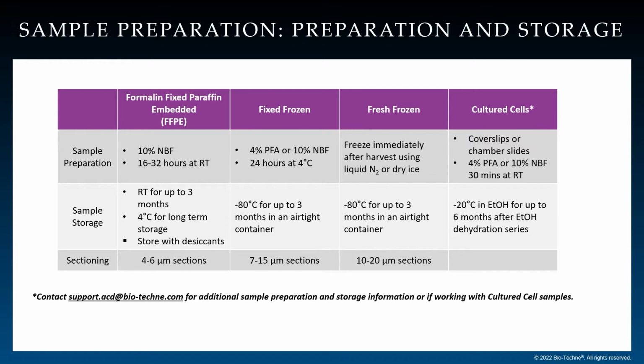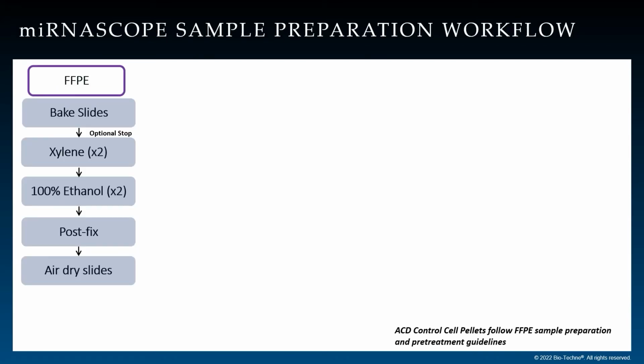Cells can also be cultured using either cover slips or chamber slides and fixed for 30 minutes at room temperature. Cultured cells can be stored in 100% ethanol at -20 degrees Celsius for up to 6 months. I would like to briefly go over the workflow to prepare your samples for pretreatment. Please read the appropriate technical notes for your sample type for complete instructions.